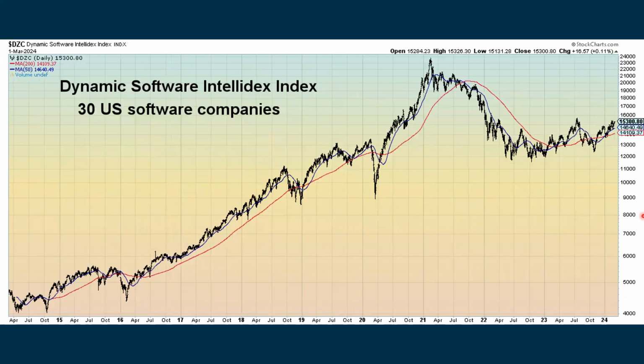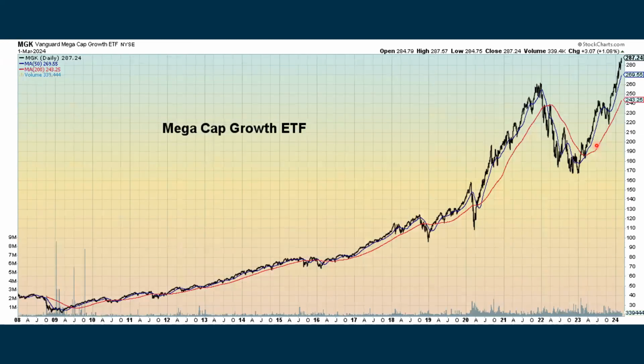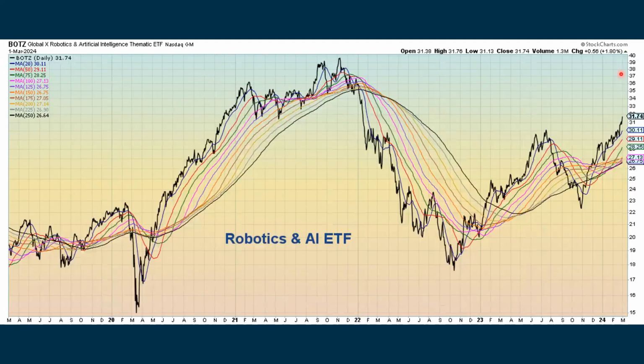The 30 biggest software companies are not really breaking out. They have a ways to go to get back to their all-time high, but they are in an uptrend. Here's the mega caps, which just continue to go up and up and up and are in a very solid uptrend. Here's the robotics and AI ETF. This is what the rage is all about these days, and it's looking pretty good. We're above all the lines here in the rainbow. We're moving out.